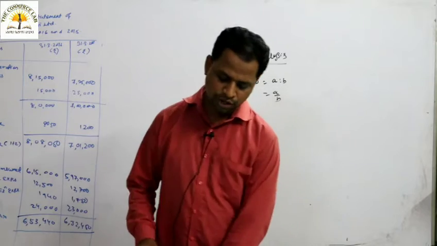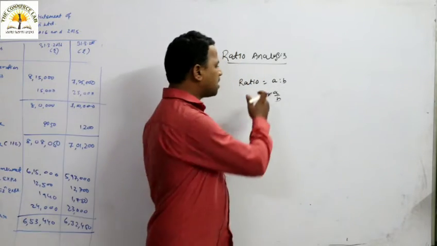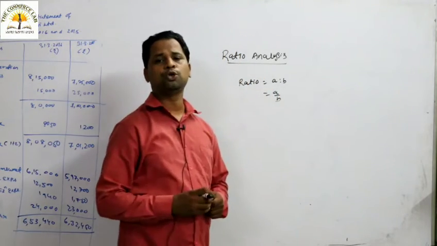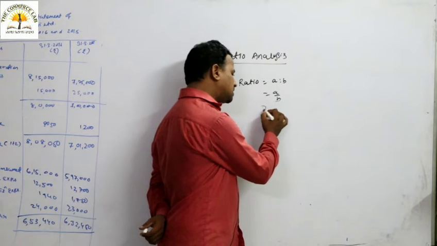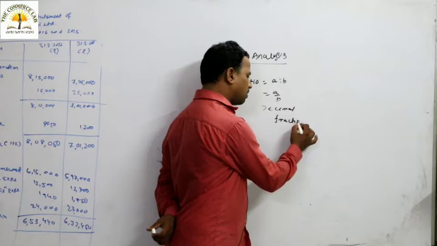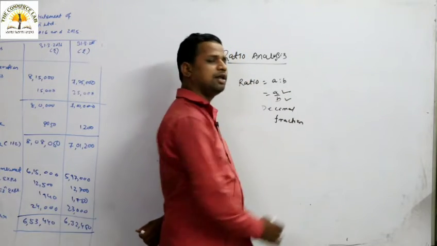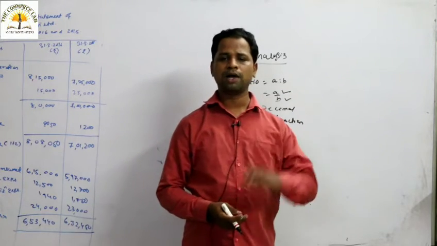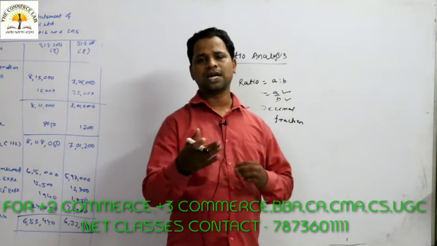Okay, so ratio analysis, look at everybody, ratio means what? It is simply a relationship between two variables. It can be mentioned in decimal, it may be a fraction. The numerator will be there and the denominator will be there, x divided by y, a divided by b, so that is known as what?